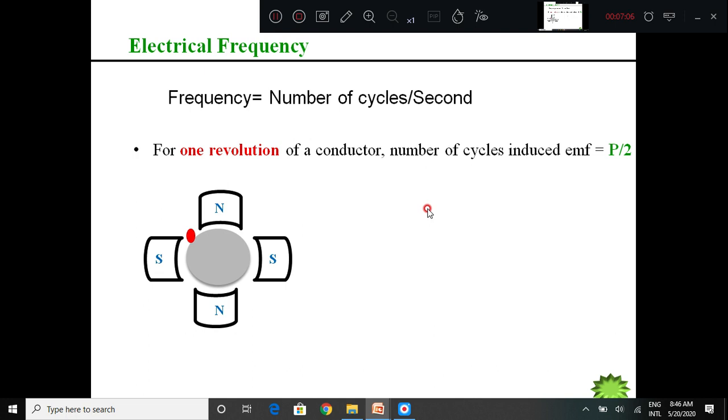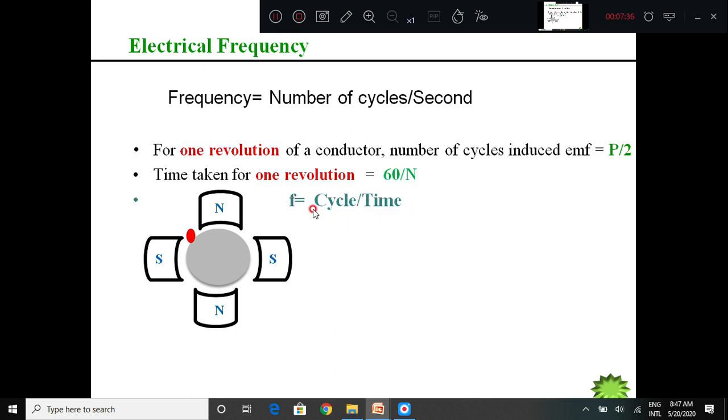Then for one revolution, what is the time taken? The speed is n RPM, that is n revolutions per minute, or n revolutions per 60 seconds. Then the time taken for one revolution is 60 by n. Then the frequency formula is simple. I am taking one cycle. Therefore, how many cycles are produced in one revolution? It is P by 2. Then what is the time taken? It is 60 by n.